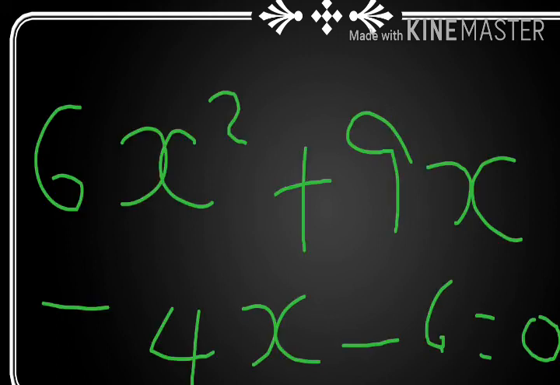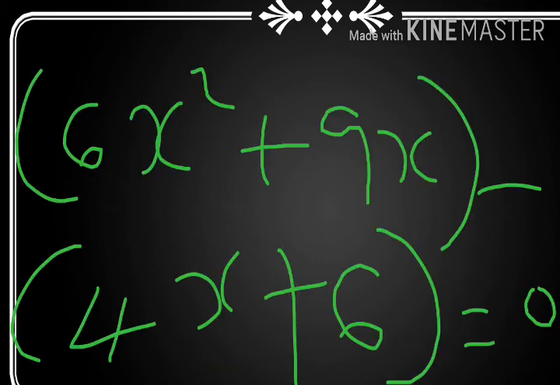So we can split them as 6x square plus 9x minus 4x minus 6. First we want to group them. 6x square plus 9x in one group, minus, after putting the bracket, then minus 4x plus 6.